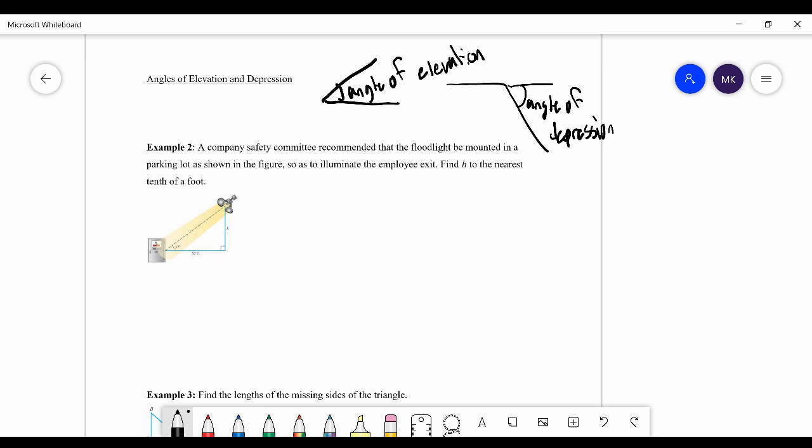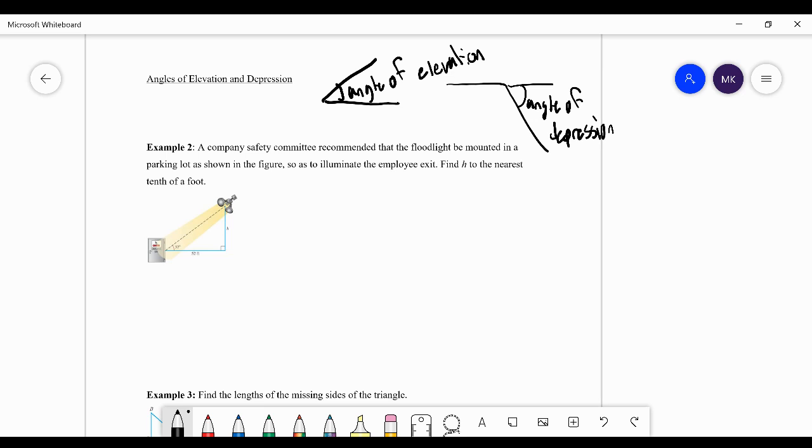So in this example here, we have a company safety committee recommended that the floodlight be mounted in a parking lot as shown in the figure, so as to illuminate the employee exit. Find H to the nearest tenth of a foot. So they're wanting the floodlight to be mounted 52 feet away horizontally from the door, such that the light shines its light on the door at an angle of elevation of 37 degrees. And we need to figure out what that height needs to be.